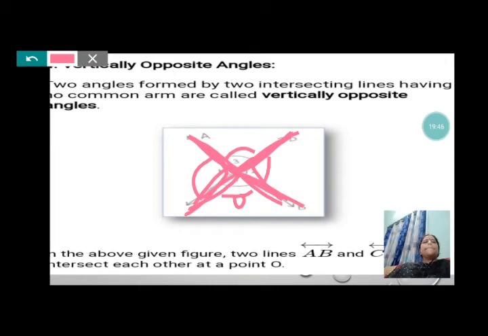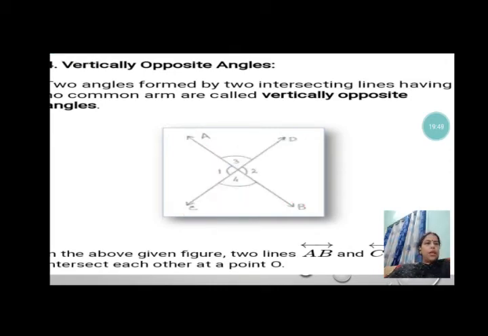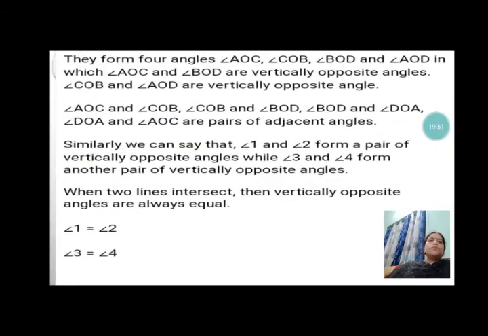So there are 2 pairs of vertically opposite angles here. Angle COB and angle AOD are vertically opposite angles, and AOC and BOD are vertically opposite angles. Angle AOC and angle COB, angle COB and angle BOD, angle BOD and angle DOA, angle DOA and angle AOC are pairs of adjacent angles.